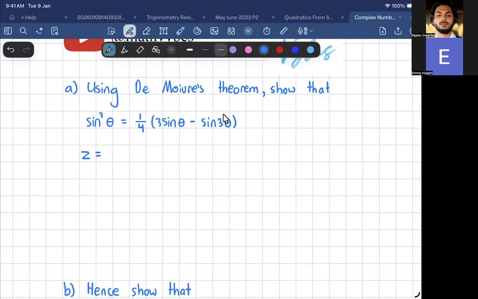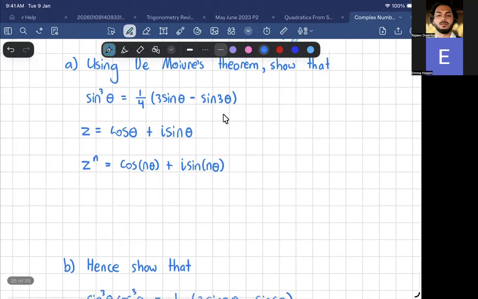So you want to start off with the full thing. So we have a complex number, and the complex number will be z is equal to cos theta plus i sine theta. And if we use Moivre's theorem and you were to raise this complex number to the power n, what would that do to the angles? You'll get cos n theta plus i sine n theta. Awesome.